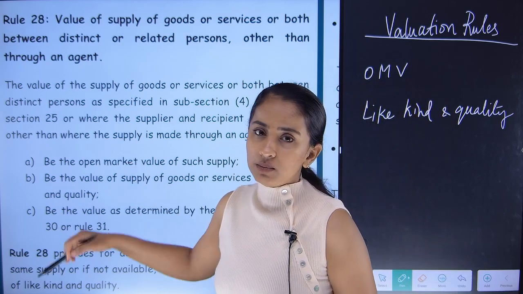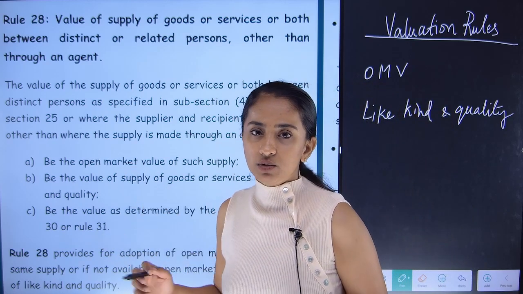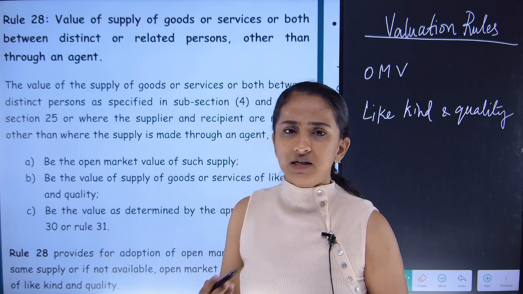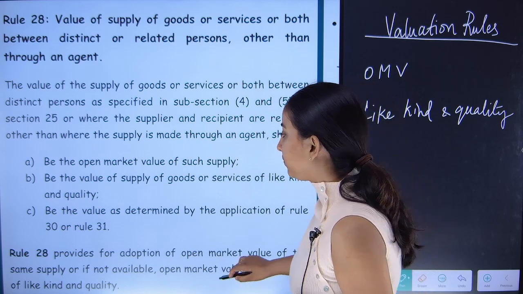If both of them you're not able to find out or ascertain, then you will see rule 30 and rule 31. Rule 30 says cost of production into 110%. Rule 31 says residual method, whatever is available, you do that, it will say. Next.